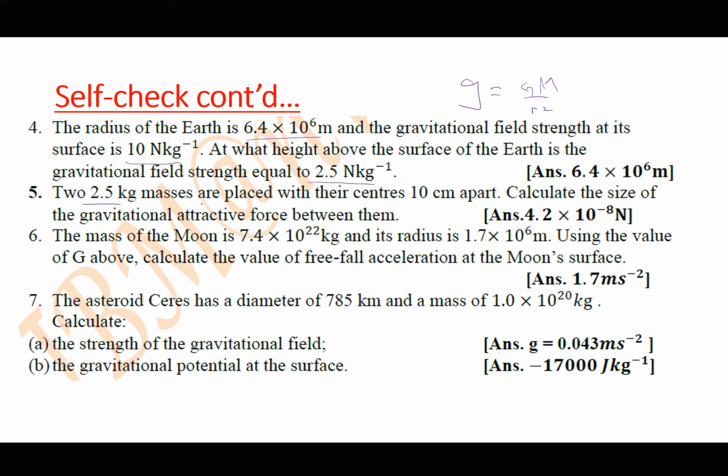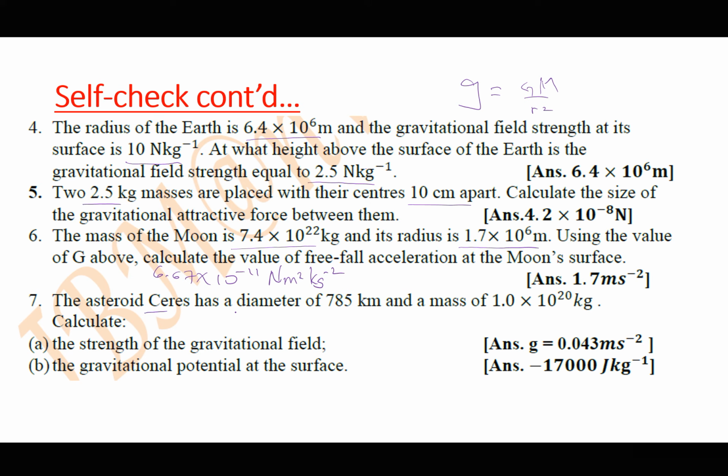Then you have two 2.5 kilogram masses placed with their centers 10 centimeters apart. Calculate the size of the force. That is easy, Newton's law of gravitation. Then the mass of the moon is that, and its radius is that. Use the value of G above to calculate the acceleration of free fall on the moon. Of course, G is 6.67 times 10 power negative 11, that is newtons meter squared per kilogram squared.